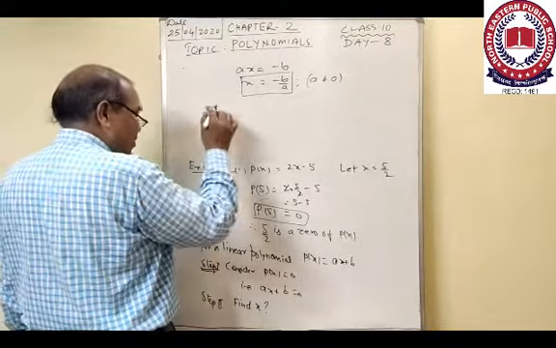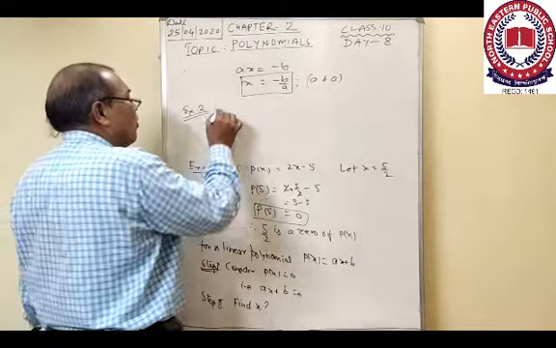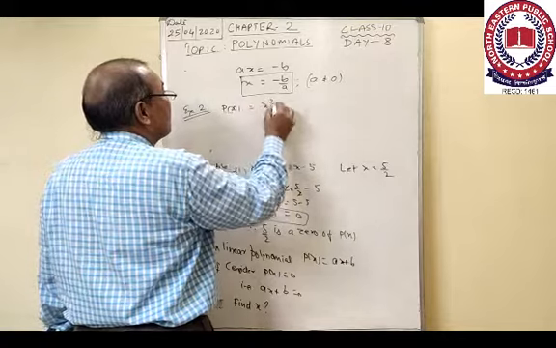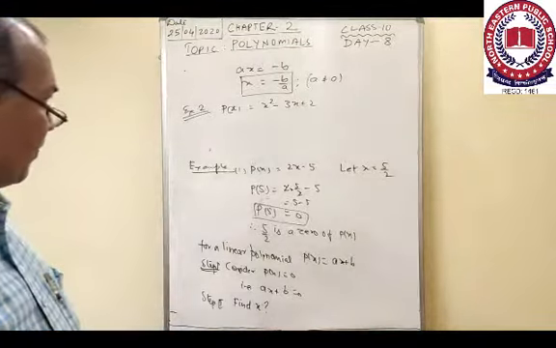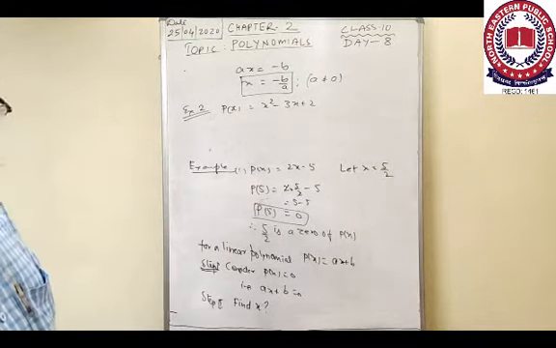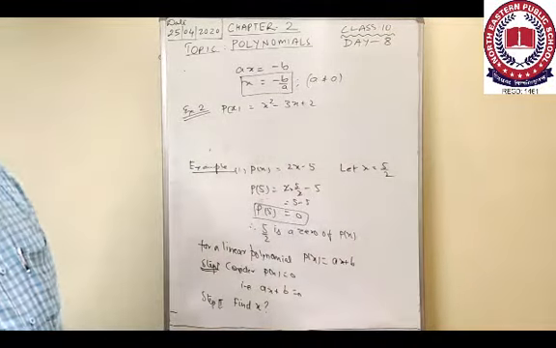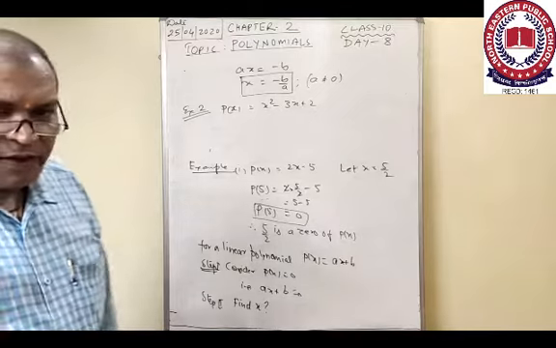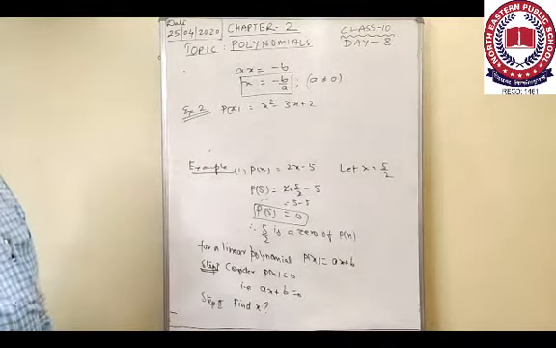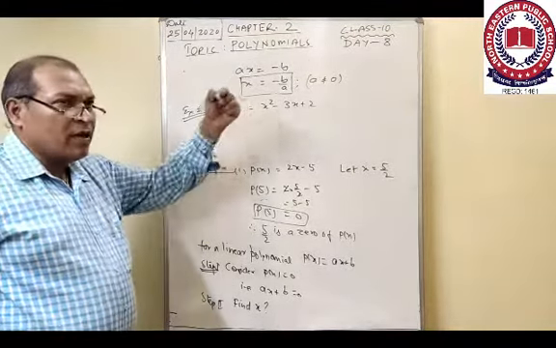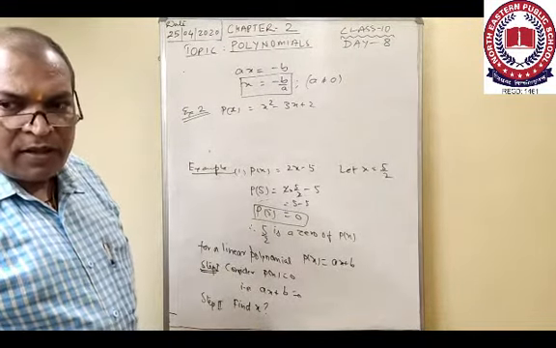Another example, example 2: suppose p of x is x square minus 3x plus 2. As we know, this polynomial has degree 2, so this is a quadratic polynomial. But how to get the value of x directly? For this, it is very important to understand factorization of polynomials. This quadratic polynomial can be factorized using the splitting the middle term method or by using some identity.